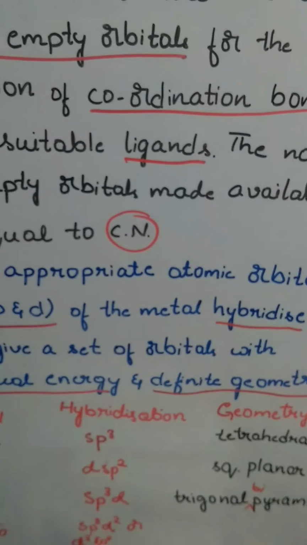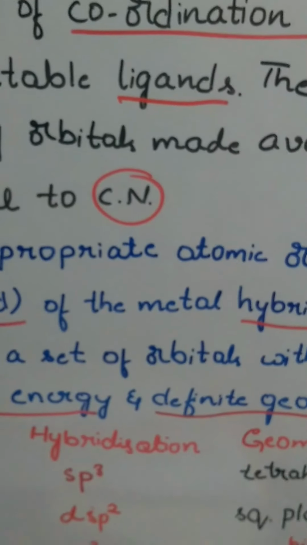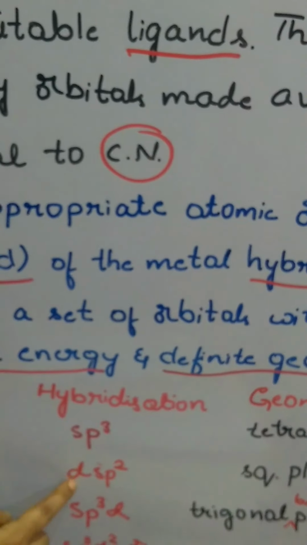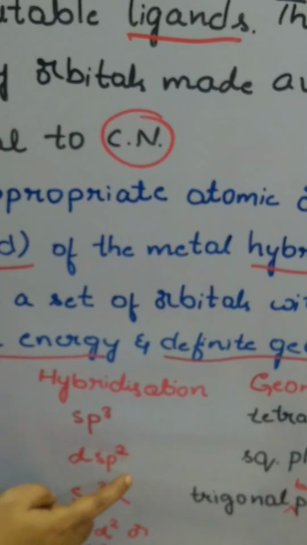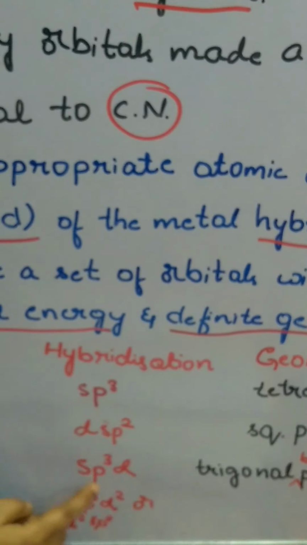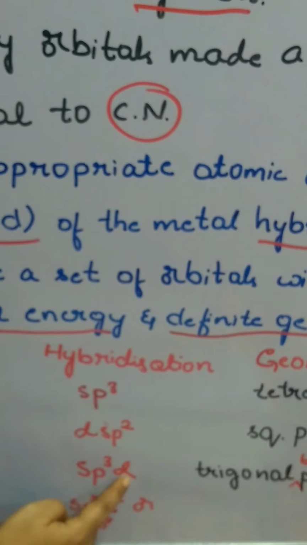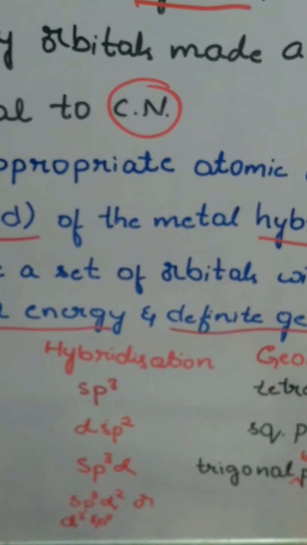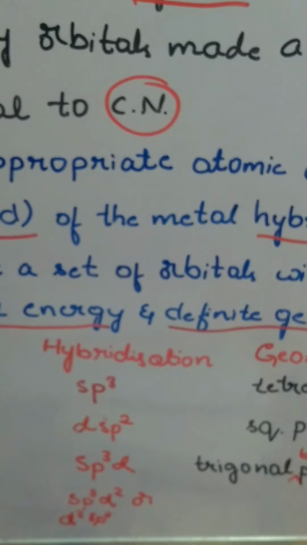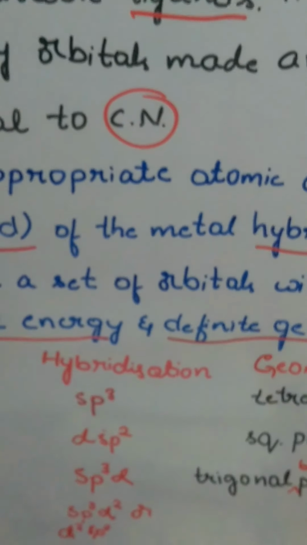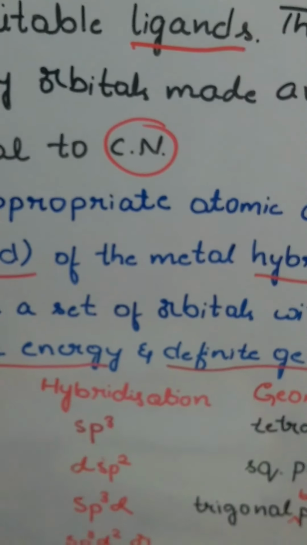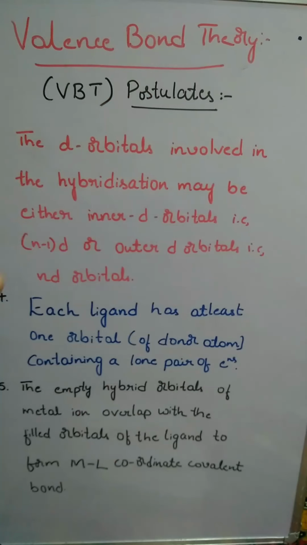It is an inner orbital and this is an outer orbital. Here also it is the same thing: it is 3d, 4s, 4p, and here 4s, 4p, 4d. So this is inner d and this is outer d orbital. So remember these things properly. Still a few more points are there, and we'll write those also.